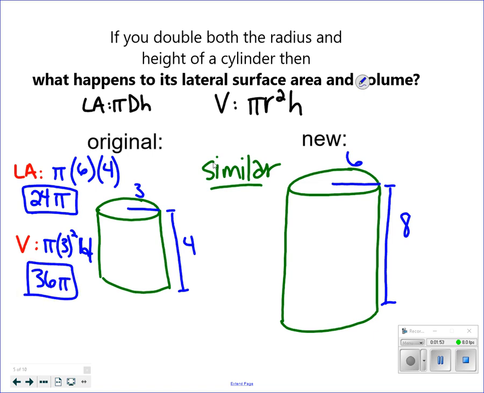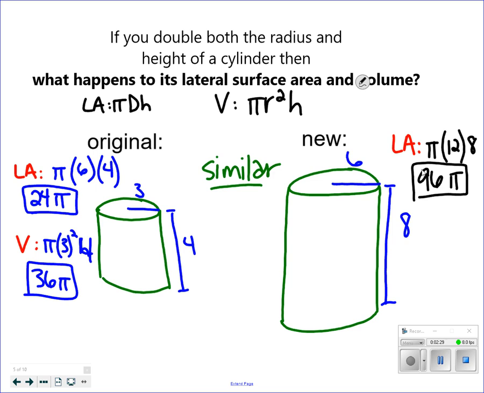Okay, so what do you think the lateral area of the new cylinder would be? Let's see if your prediction is correct. So we'll apply the formula, which would be pi times the diameter, which is now 12, times the height, 8. 12 times 8 would then be 96 pi. Okay?